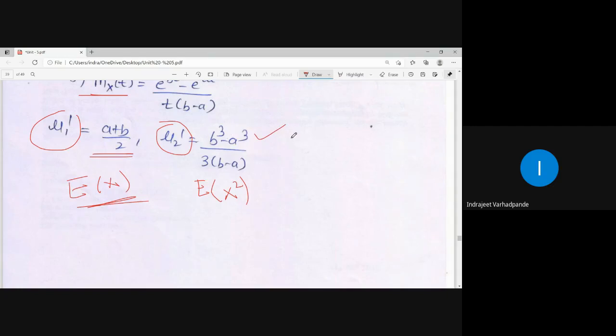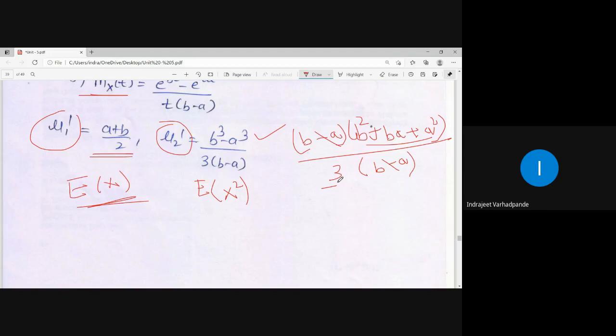If you want to simplify, this b cube minus a cube can be written as b minus a into b square plus ba plus a square. So b minus a can be cancelled and you are left with b square plus ba plus a square upon 3. That can be the answer.